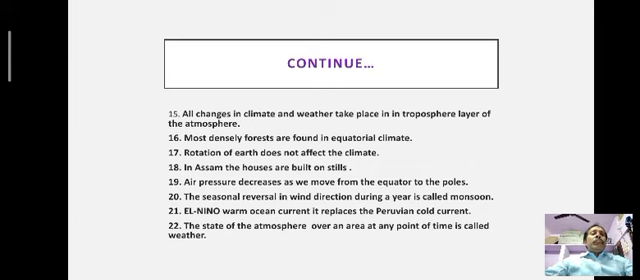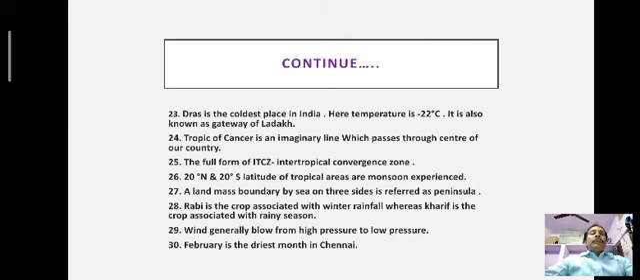Next, La Nina, a warm ocean current, replaces the Peruvian cold current. So that is the perfect statement. The Peruvian cold current is always replaced by which? The answer will be La Nina, warm ocean current. Next, the state of the atmosphere over an area at any point of time is called weather. Clear?